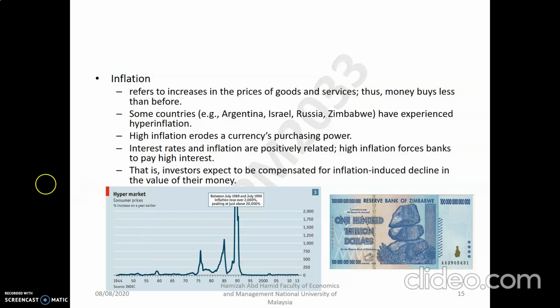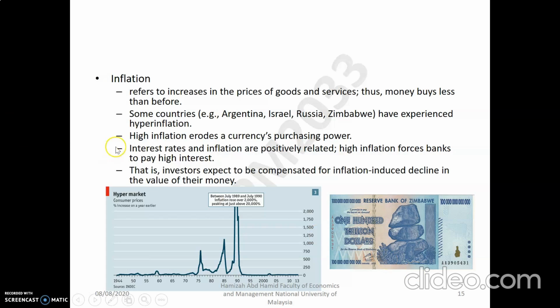Some countries such as Argentina, Israel, Russia, and Zimbabwe have experienced hyperinflation for a lot of reasons. We will not go in depth into that, but if you are interested, you can look into it further. For instance, Zimbabwe especially has experienced a very bad hyperinflation, so much that they needed to pay more for a US dollar. For $1 US. So much that they had to print a $100 trillion currency note. So imagine if you need to pay 1,000 ringgit for a pack of rice.